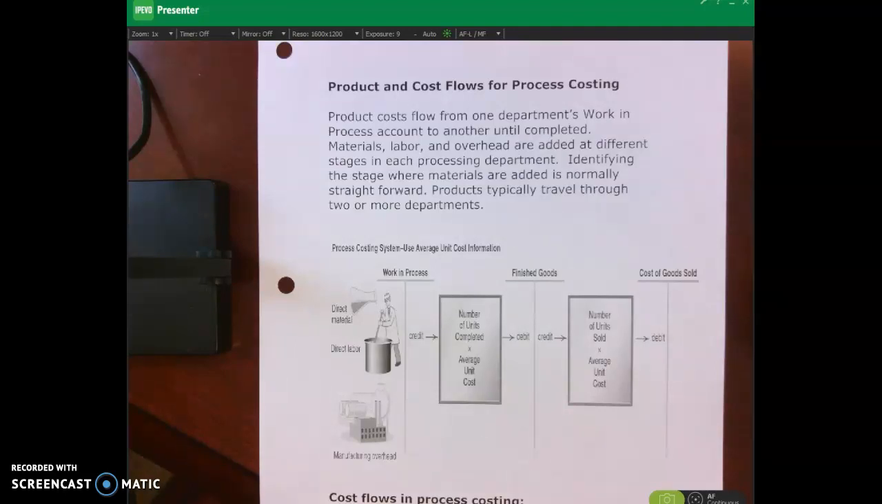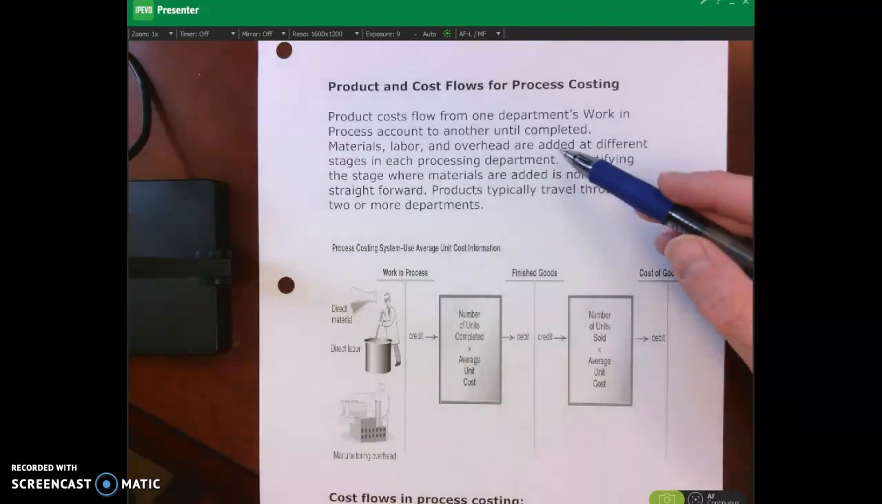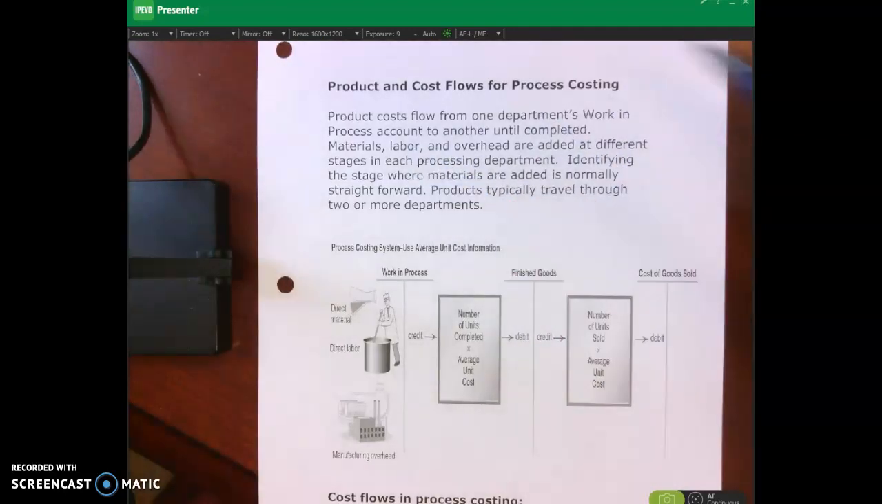Okay? And then what we do is we have to then mix it. But the materials could be added in at a different point than the labor, because they could be added in in the beginning. And then we spend the rest of the cost of labor and overhead to actually mix all those ingredients. Okay?